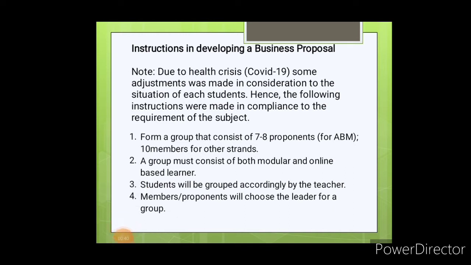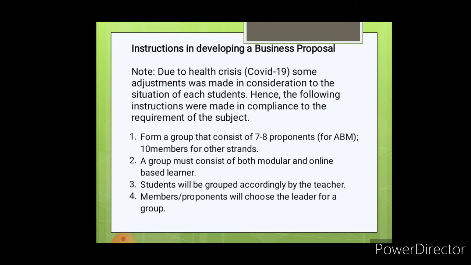Number one, form a group that consists of 7 to 8 members for the ABM strand and 10 members for the other strands. Okay? 7 to 8 members for the ABM, because it is their major subject, and later on in their business enterprise and simulation, they are going to complete the business proposal into a business plan. For the other strands, 10 members, because after accomplishing this business proposal, all of the accomplished business plans will be bound together and filed.